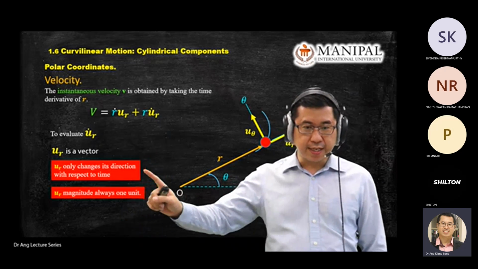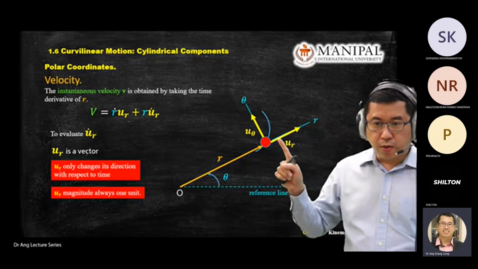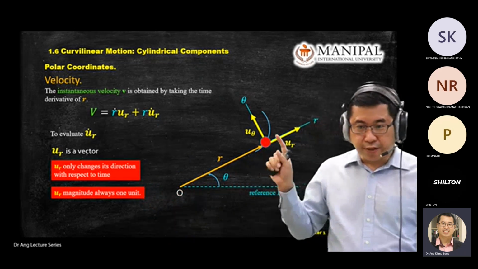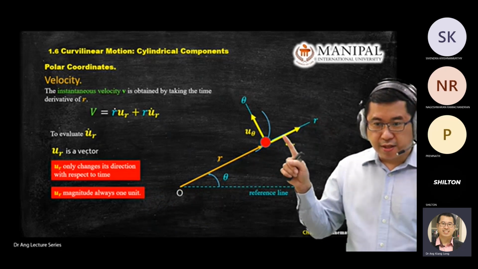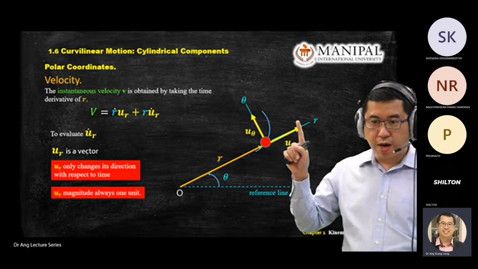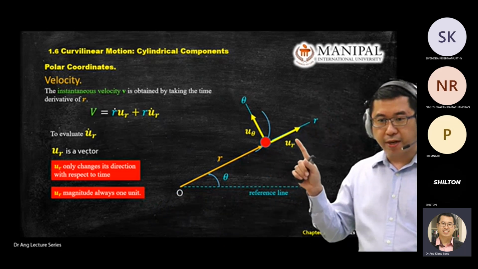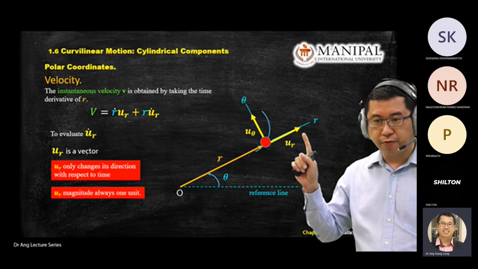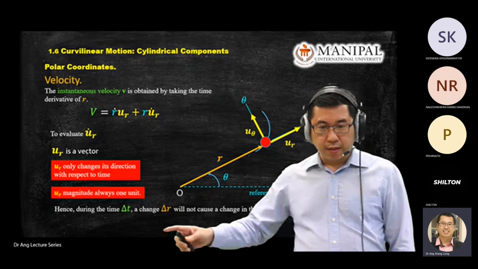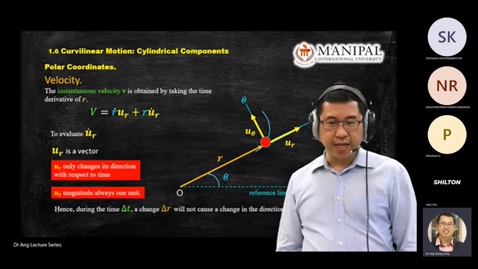First understanding is that ur, this one, only changes with time, and the magnitude of this one, ur is the direction, right? It's a vector direction. Ur always has a magnitude of 1 unit. We always use 1 unit to calculate for our magnitude for direction. It's 1, always 1. So combining these two understandings, we write in the mathematical form.